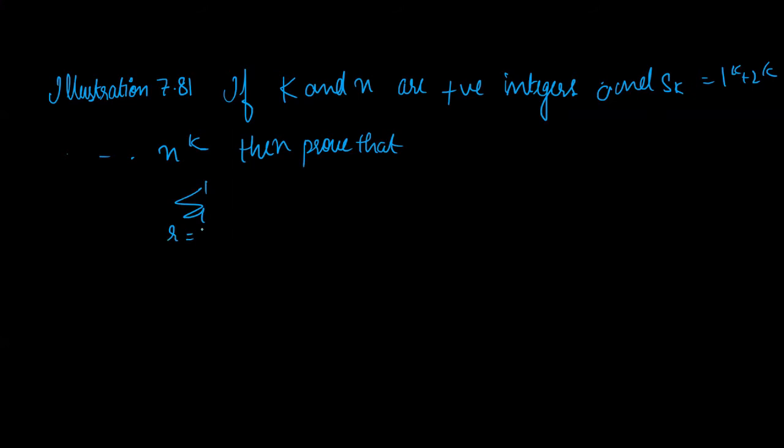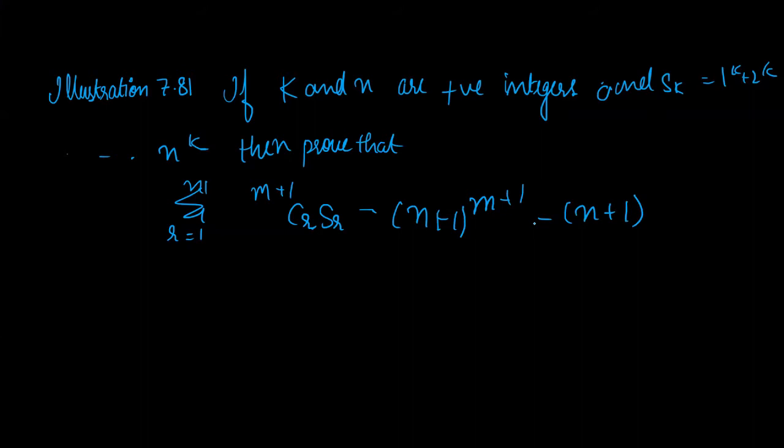sigma r from 1 to n, mC_r, m plus 1 C_r, S_r is equivalent to (n plus 1) to the power m plus 1 minus (n plus 1). That means this should come out at the end, last term minus second last term. So how do you start this question? Did you try this from your end? Yeah, I didn't get it.